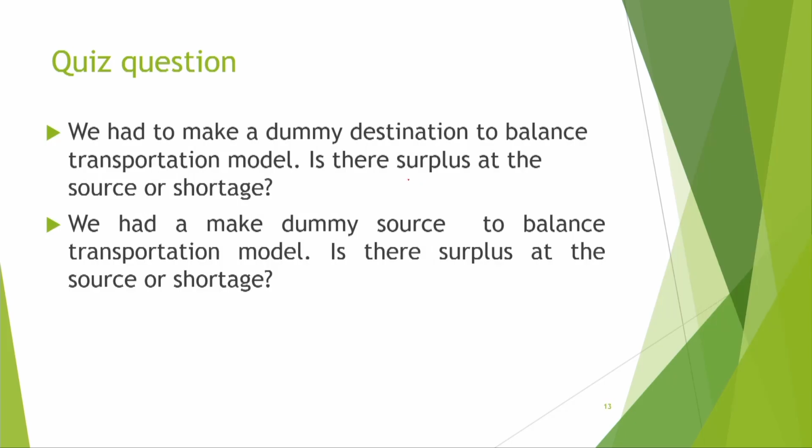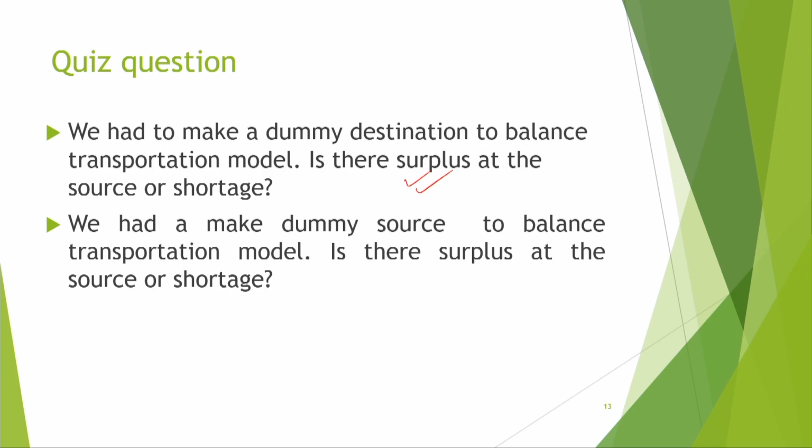There is nothing called dummy. It is only that much amount will remain. So, we have to say, is there surplus at the source or shortage? Naturally there is surplus. And we had to make a dummy source to balance the transportation model. Suppose we had to make a dummy source, one more source of production should be there. Actually it is not there, but we will be assuming that there is one more source.